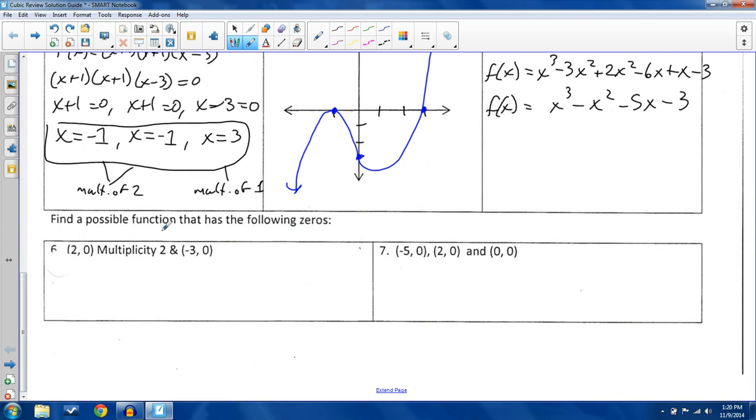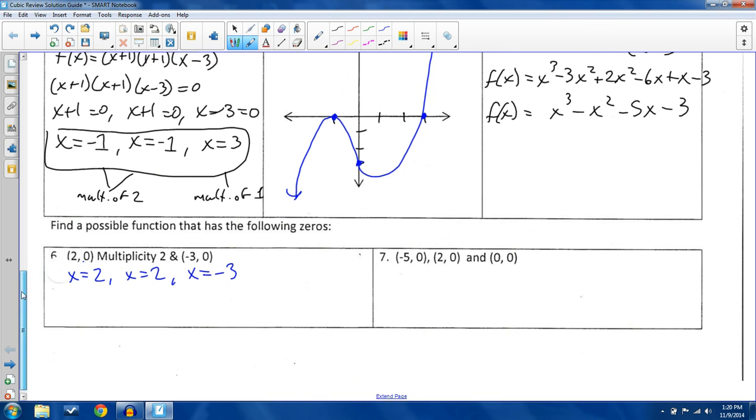Okay, find a possible function that has the following zeros: 2, 0, with a multiplicity of 2, and -3, 0. All that means is that these are your x-intercepts. So you have x equals 2. It says multiplicity of 2. So if you see kind of the problem above, how I listed that twice, it has multiplicity of 2. That's what that means.